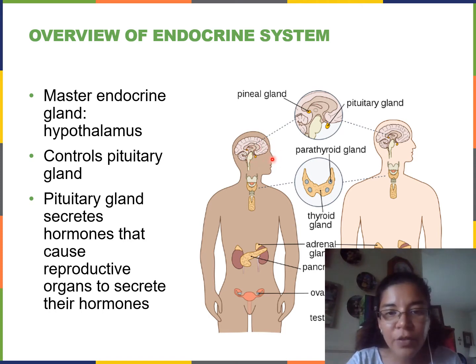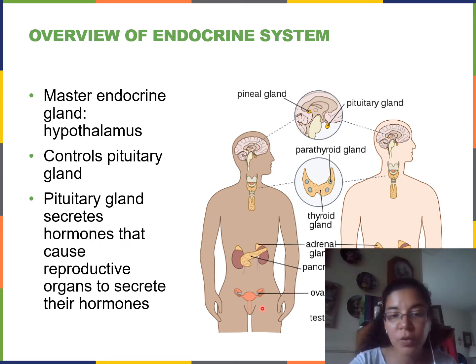So the master endocrine gland is in the brain. Here we have a lateral view, a side view of the brain, and then a zoomed in picture. The master endocrine gland is called the hypothalamus. The hypothalamus directs the activity of the pituitary gland. The hypothalamus directs the release of hormones from the pituitary gland, and the pituitary gland releases hormones that aid in the development of the sperm and egg by directing the tissue in the gonads where the sperm and egg are formed. The pituitary gland secretes hormones that cause reproductive organs to secrete their hormones.